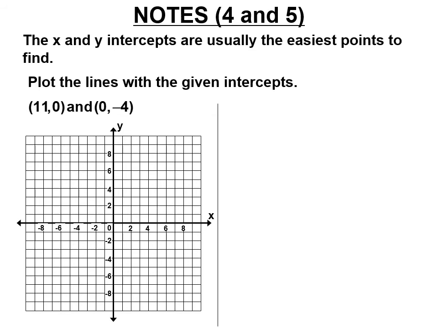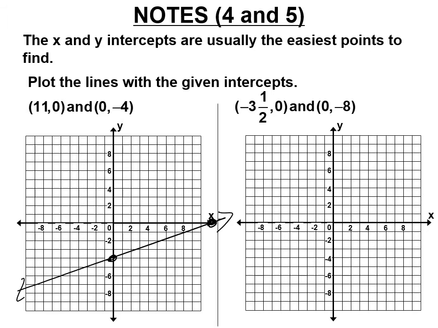Okay, so x and y intercepts are the easiest to plot. Let's make sure we all can plot 11, 0. Yeah, it's off the grid. And there's 0, negative 4. And you draw a straight line through it.